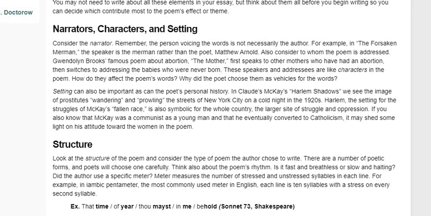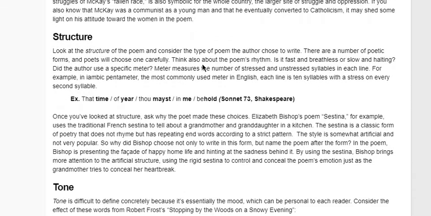Then you need to look at the structure of the poem. For example, which time, which year, which place, anything that it is going to tell you about. The structure of the poem considers the type of poem the author chose to write. So it can be, you know, a sonnet as well. There are a number of poetic forms and poets will choose one carefully. Think about its rhythm as well.